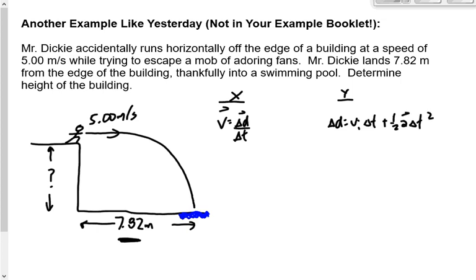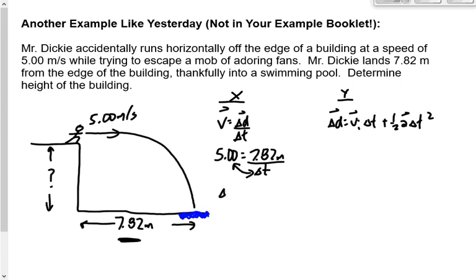Now remember the strategy, the brute force strategy. Sub in numbers, get something. We have the horizontal velocity here. I run off the edge of the building horizontally at 5.00 meters per second. So let's sub that in. We also have the horizontal displacement, the x displacement. It's 7.82 meters. We don't know what the time is. That's okay. Let's take the time up by multiplying. Let's take the 5.0 down by dividing. In other words, we just switch places.